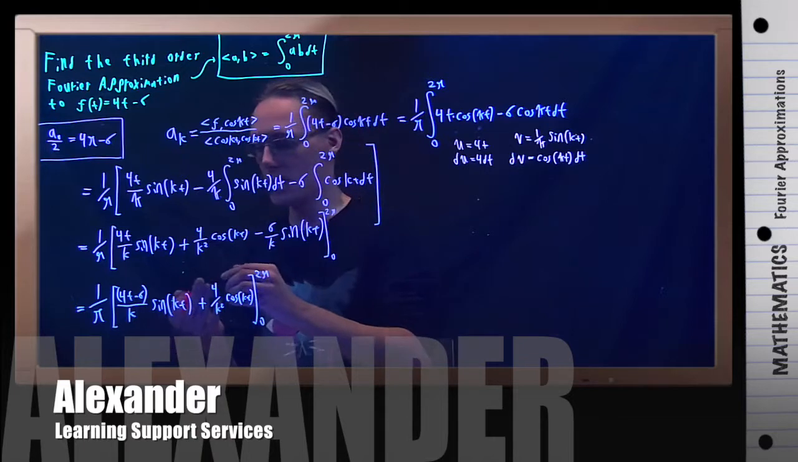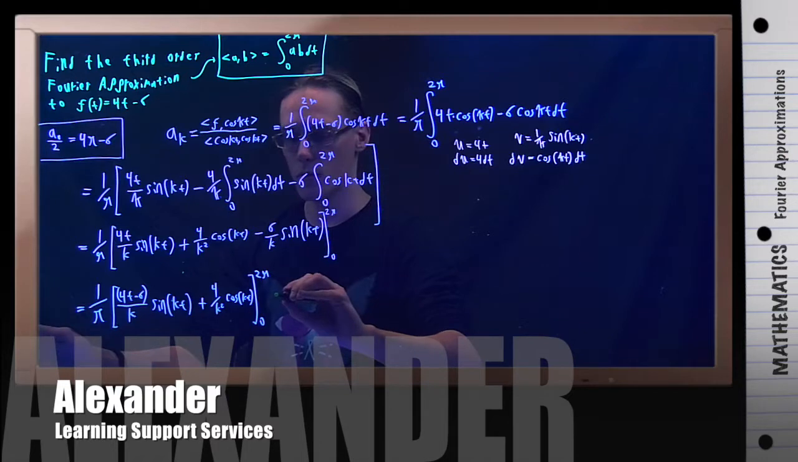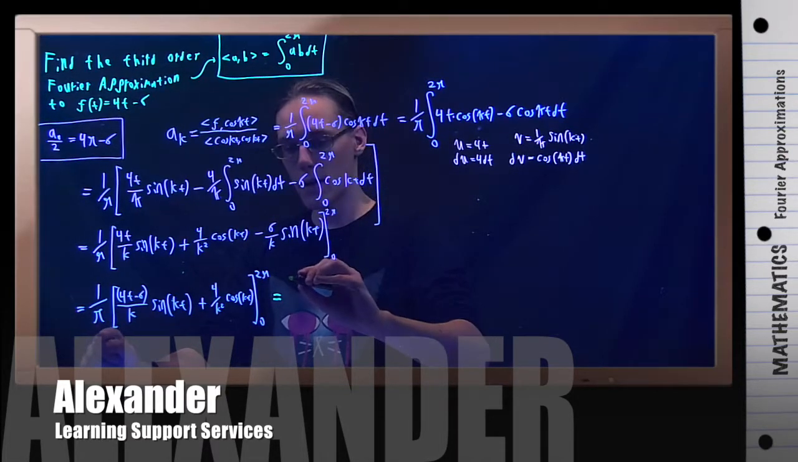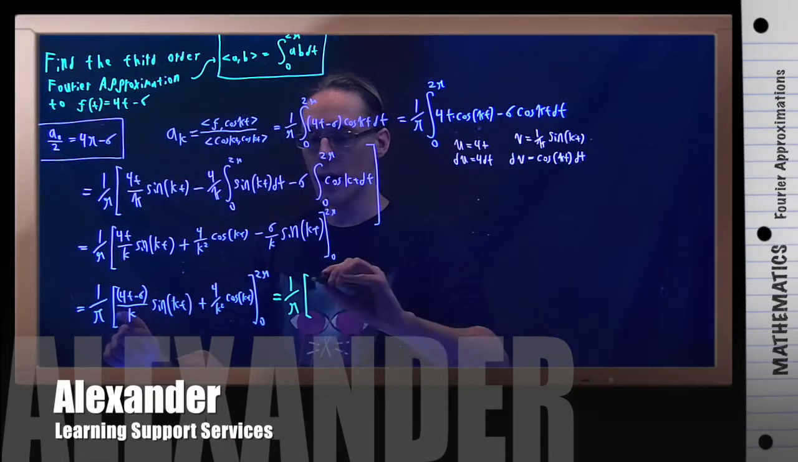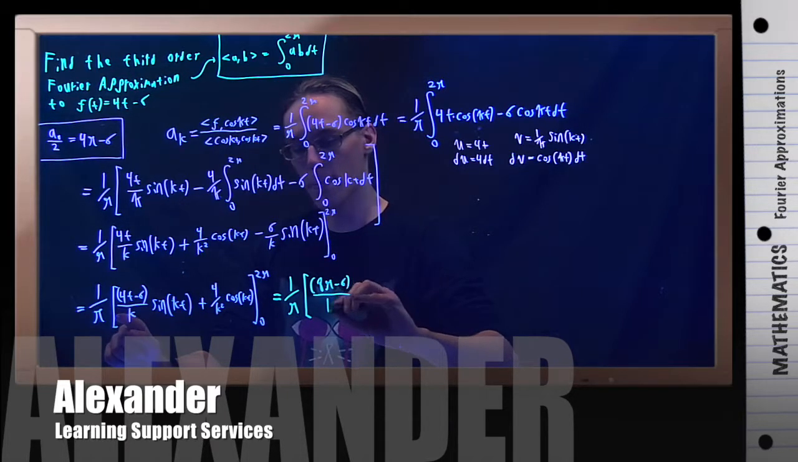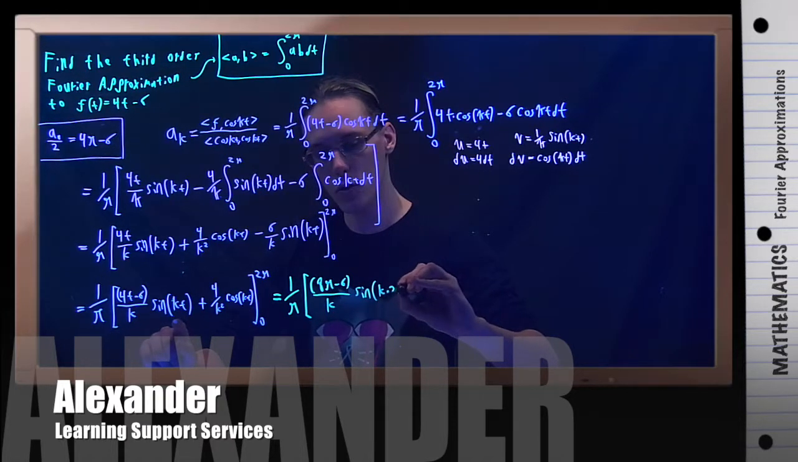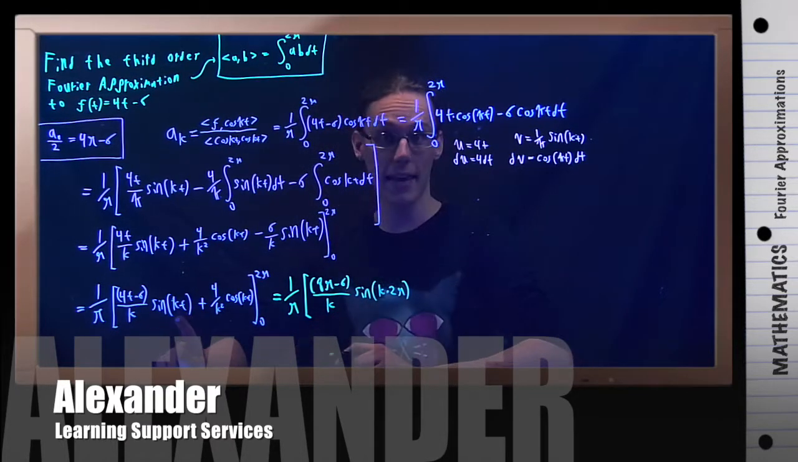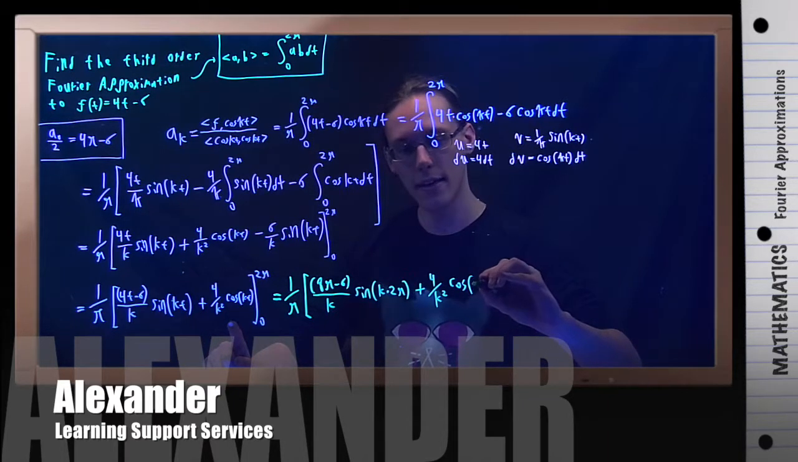And so if I plug these in, let me swap colors just so we can see that the integral is complete, and now we're evaluating. So 1 over pi is just hanging out here. If I plug in 2 pi here, I get 8 pi minus 6 over k sine of k times 2 pi. Don't forget that k, that's really important. Plus 4 over k squared cosine of k times 2 pi.